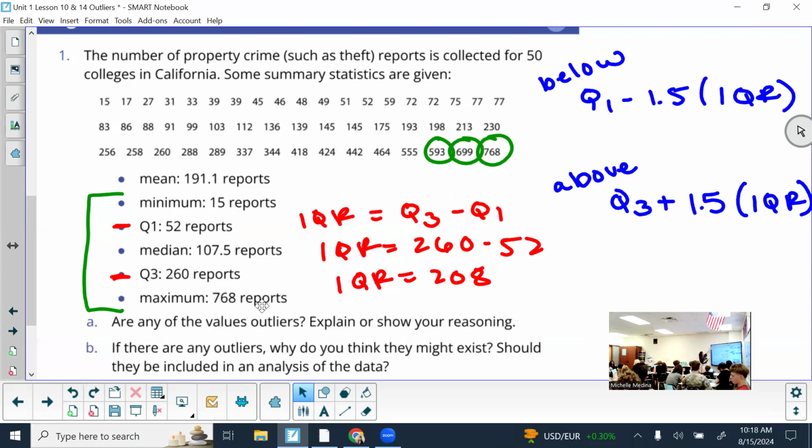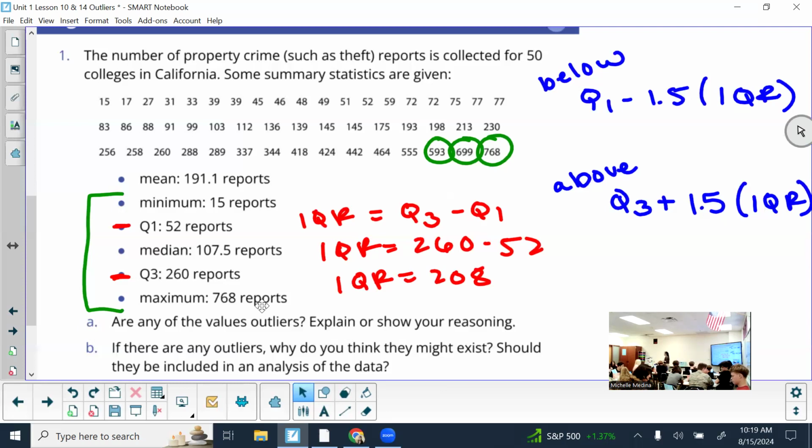See what this represents. The number of property crimes such as theft on 50 colleges in California are given here. Do you think that these are really unreasonable numbers? Why might there be way more theft on some colleges? Are all parts of California equally as safe? That's like every state, right? There's parts of Arizona that aren't that safe, right? Should we exclude those data points from the rest of our data?